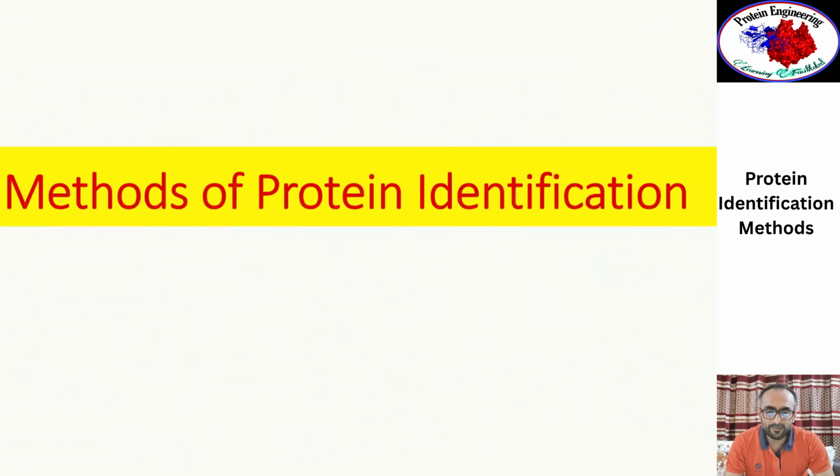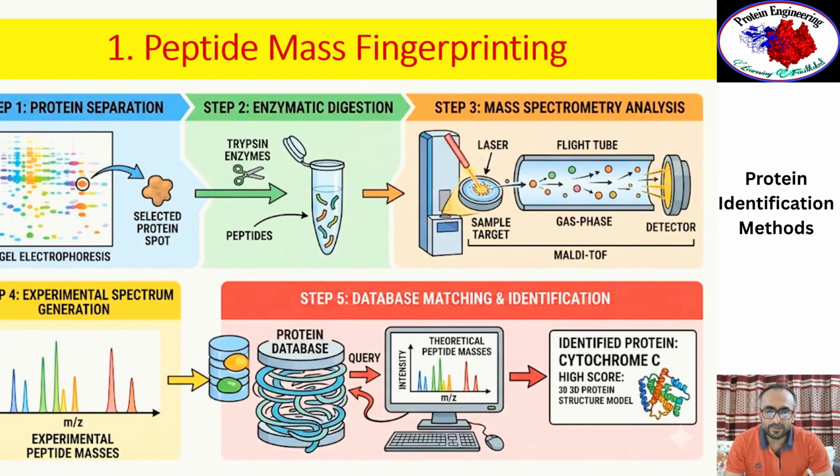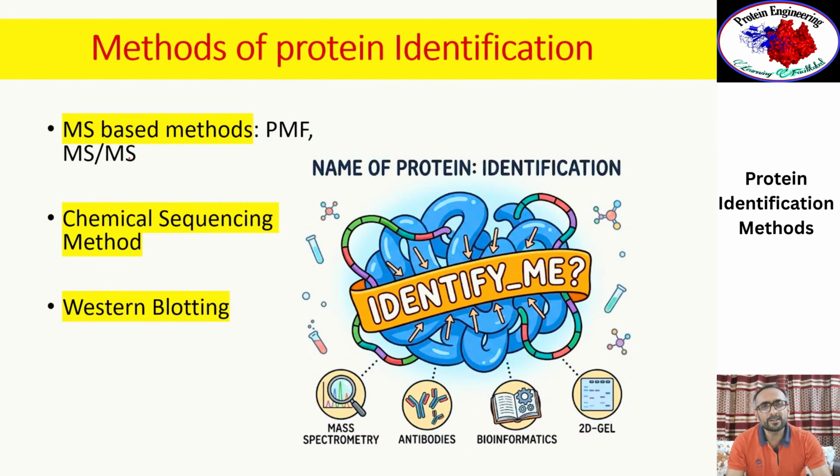So there are different methods to do that. There are in fact three main methods which are used in protein identification. The one method is based on mass spectroscopy. So MS-based method, there are two categories. You call them peptide mass fingerprinting and tandem mass spectroscopy. Peptide mass fingerprinting we had discussed earlier, where you fragment proteins and you identify by matching with the database.